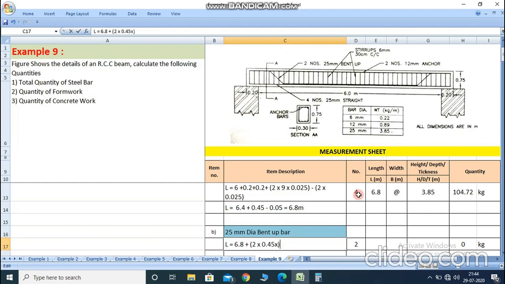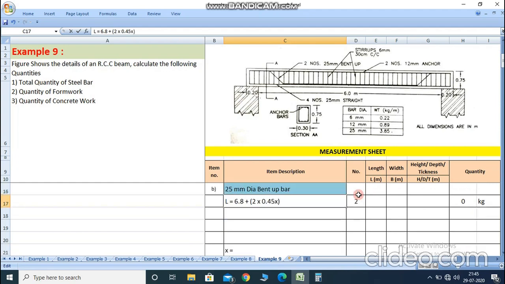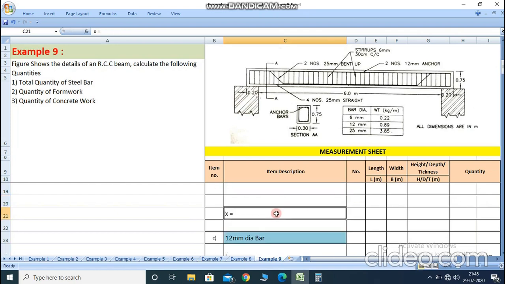For finding out the x value, it totally depends on the depth of the beam, then cover, then diameter of the bar and stirrups. So first we calculate the x value. Here the depth of the beam is 0.75 meter. So we write here 0.75 minus 2 times cover. On both sides, lower and upper side, we minus the cover. So minus 2 multiplied by 0.025. We assume the 2.5 centimeter cover thickness.